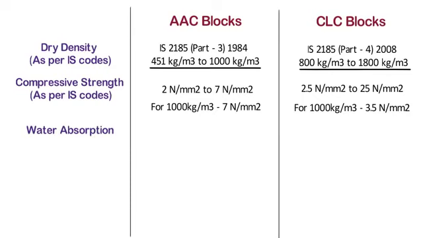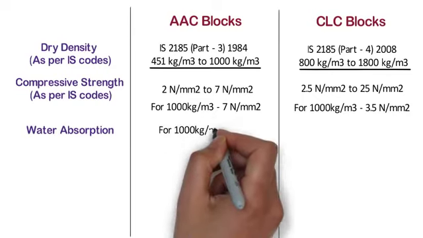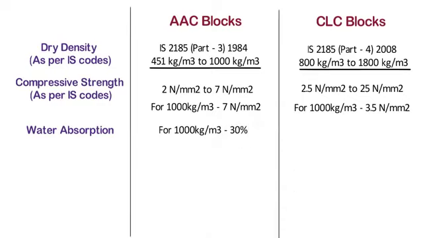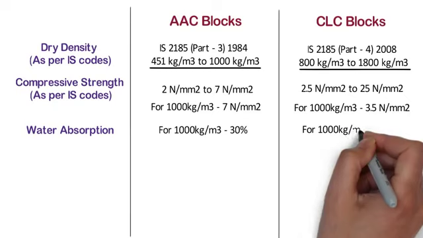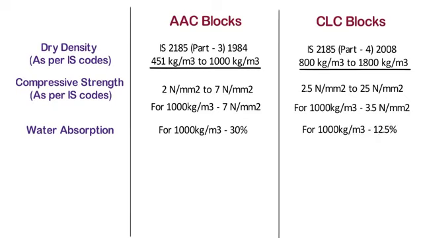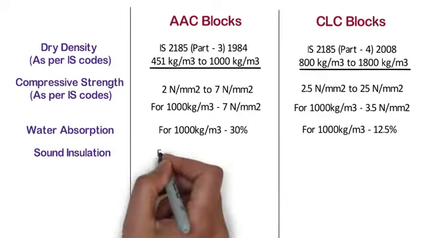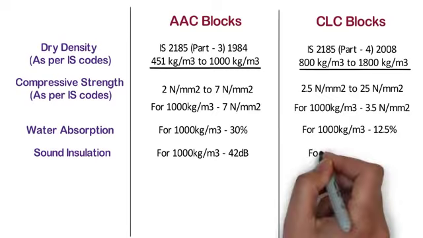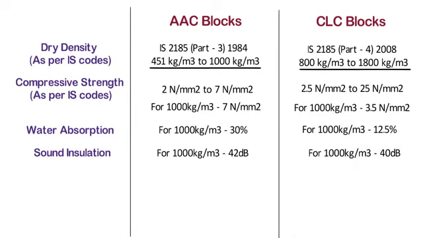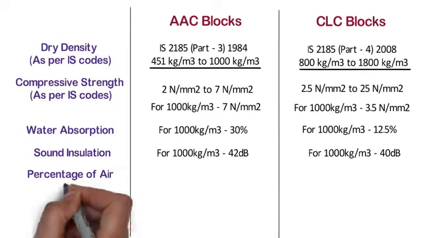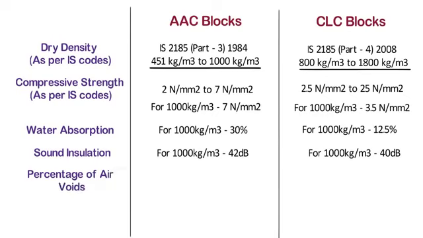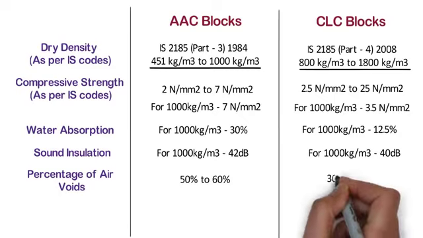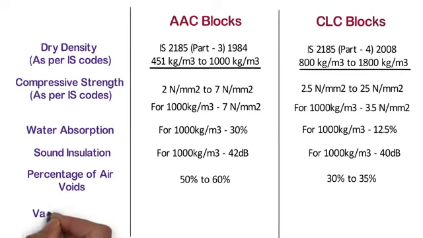Water absorption. For a density of 1000 kg per m3 of AAC block, the water absorption is 30%. Whereas for a density of 1000 kg per m3 for CLC block, the water absorption is 12.5%. Sound insulation. For a density of 1000 kg per m3 for AAC block, we get the sound insulation of 42 decibels. Whereas in case of CLC blocks, for a density of 1000 kg per m3, we get the sound insulation of 40 decibels. Percentage of air voids. Autoclaved aerated concrete contains nearly about 50 to 60% of air voids, whereas cellular lightweight concrete contains 30 to 35% of air voids.